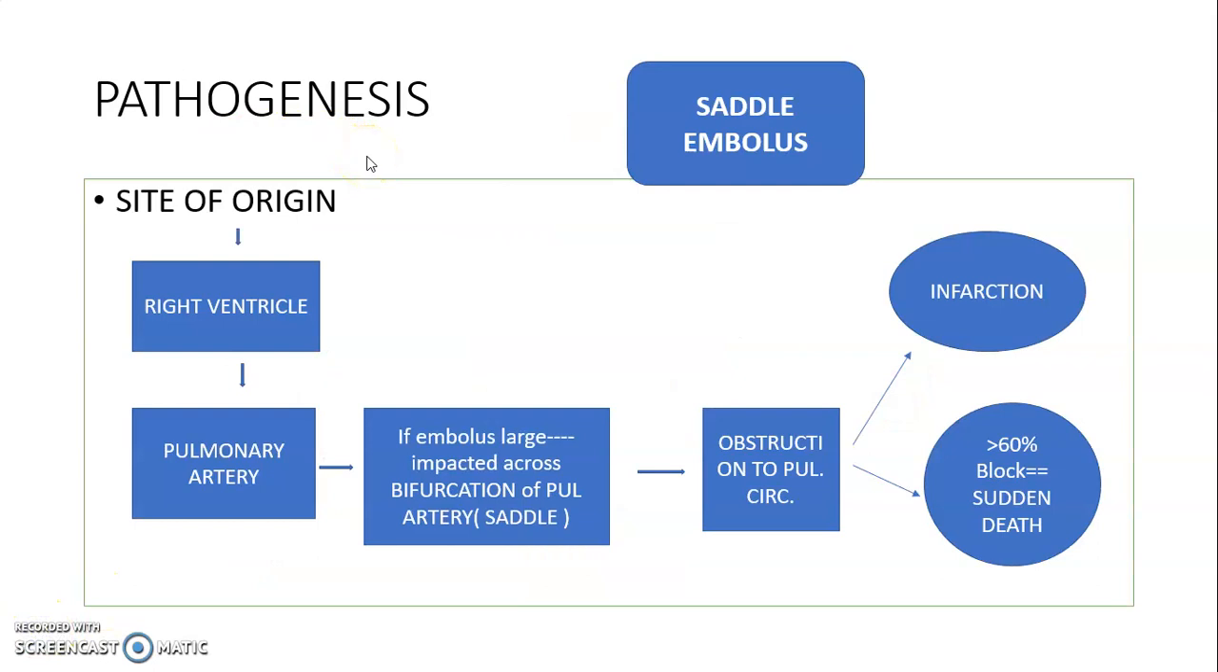Pathogenesis of pulmonary thromboembolism. Site of origin is right ventricle. Thrombus is present in right ventricle. Then it will travel to the pulmonary artery. If the embolus is large, it is impacted across the bifurcation of the pulmonary artery, known as saddle embolus. It will cause obstruction to the pulmonary circulation, leading to infarction. If more than 60% blockage is there, then it may cause sudden death. So this is the saddle embolus.